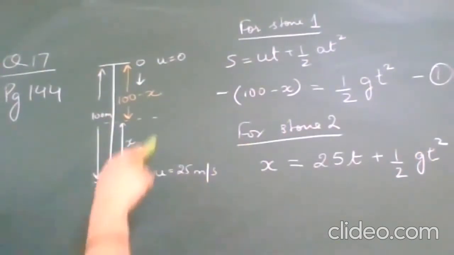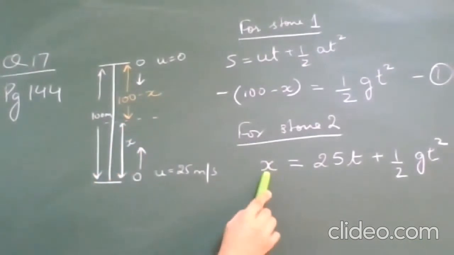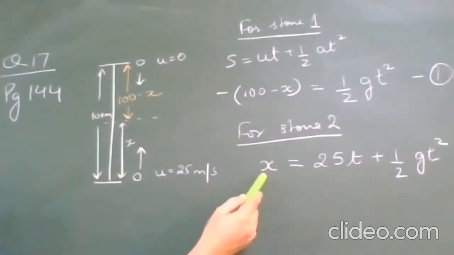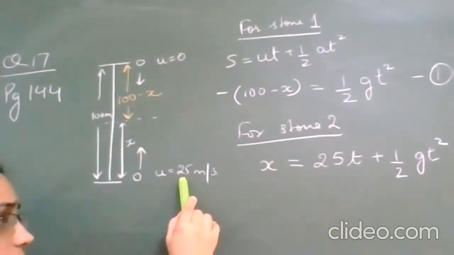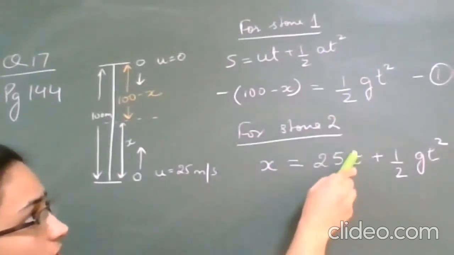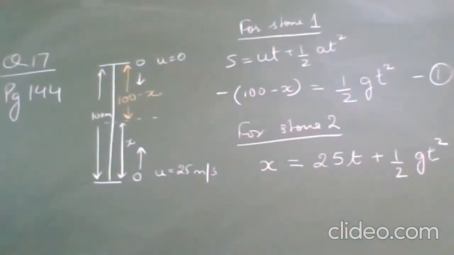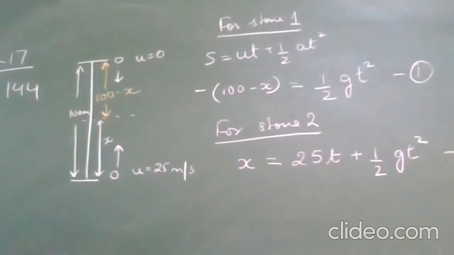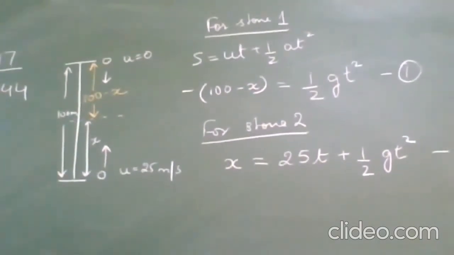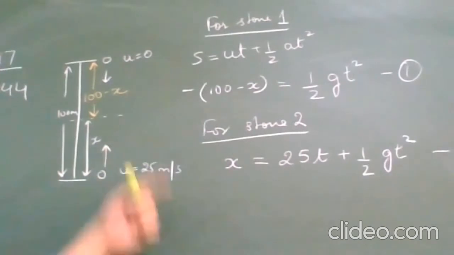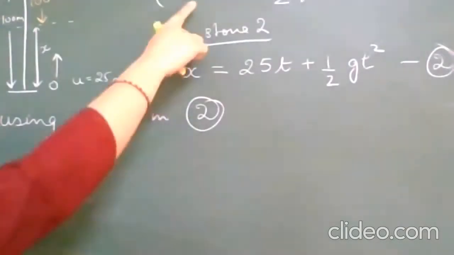Now for the second stone, using the same equation, s is ut plus half at square. x is the displacement in the positive y direction, so I have taken x positive. u is given 25. t as it is, I am using the same t because same time पे इन दोनों को क्रॉस करना है एक दूसरे को. Plus half gt square. Now this is equation 2 for the second stone. Now using these two equations, I will solve for x as well as t. दोनों unknown हमें calculate करने हैं. दो equations हैं, दो unknowns हैं. So we will be using these two equations to calculate the two parameters, x position and t time, when and where they will collide. So using equation 1 in equation 2.